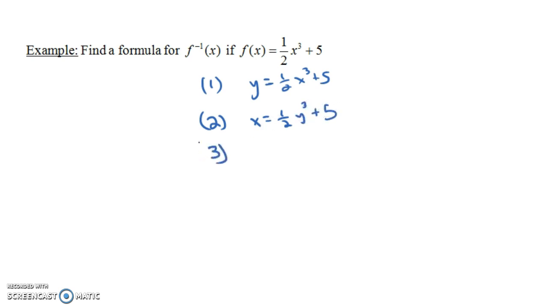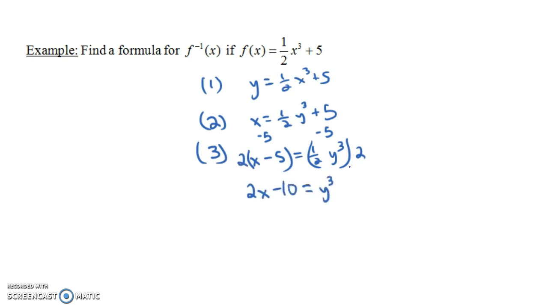Now the third step is to solve for y. So first of all, we'll subtract 5 from both sides. We get x minus 5 equals 1/2 y cubed. Then we'll multiply both sides by 2 to get rid of the 1/2. And if we distribute the 2, we'll get 2x minus 10 equals just y cubed. The 2 and the 1/2 multiply to be 1.